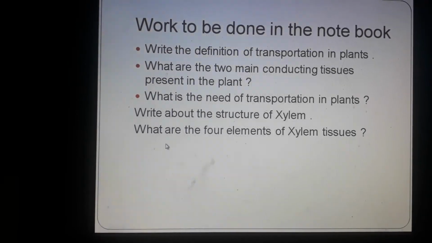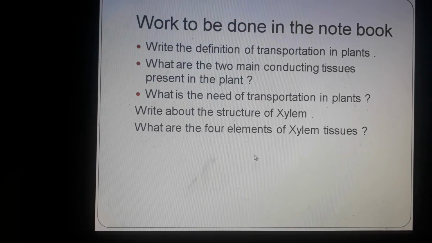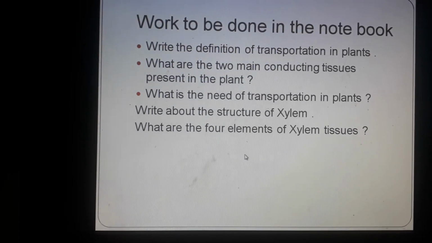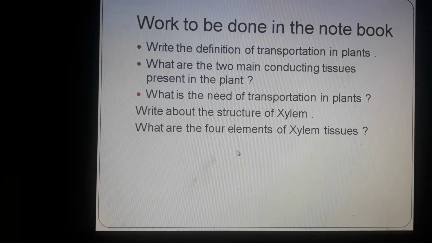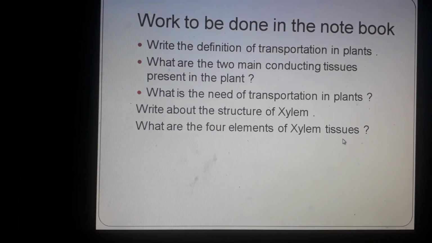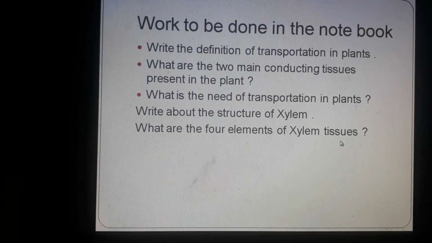And last question, what are the 4 elements of xylem tissues? So you have to write about xylem tracheids, vessels, parenchyma and fibers. So those 4 elements or 4 types of cells of xylem tissue that you have to write. So I hope you will be able to do this much work today.